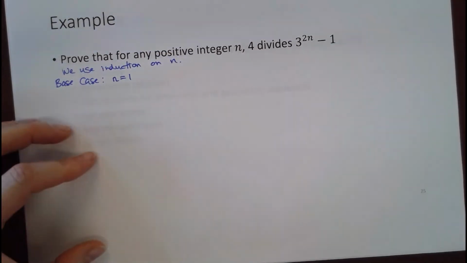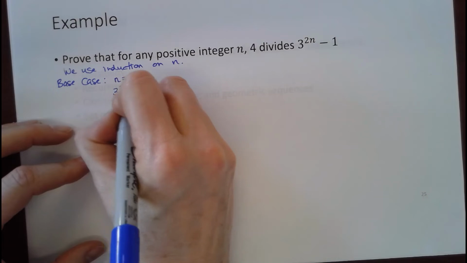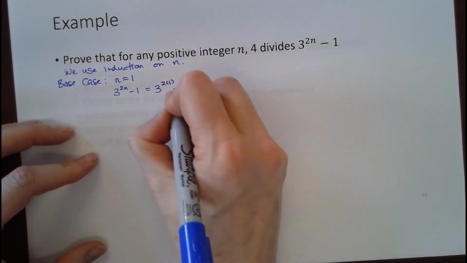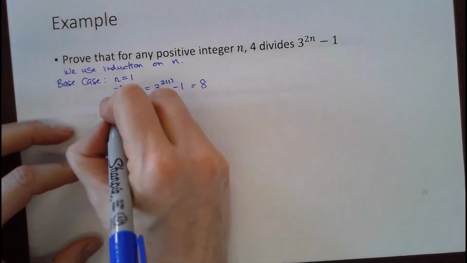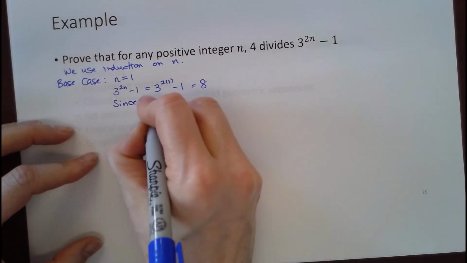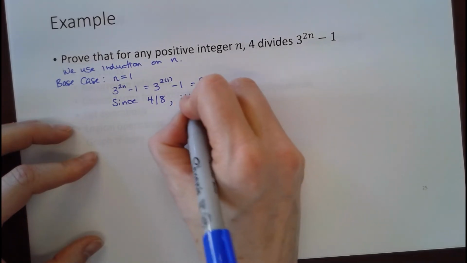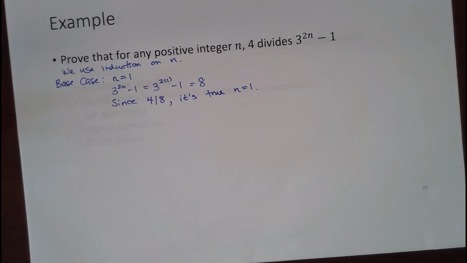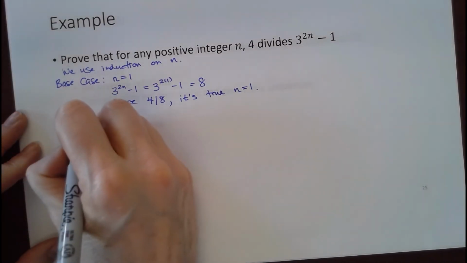Okay, so we want to look at what 3 to the 2n minus 1 is. So if we substitute, that's going to be 3 to the 2 times 1 minus 1. That's 9 minus 1, which is 8. Okay, so since 4 divides 8, it's true for the base case of n equals 1. Okay. So that establishes it for our base case. And we need to do our inductive step.